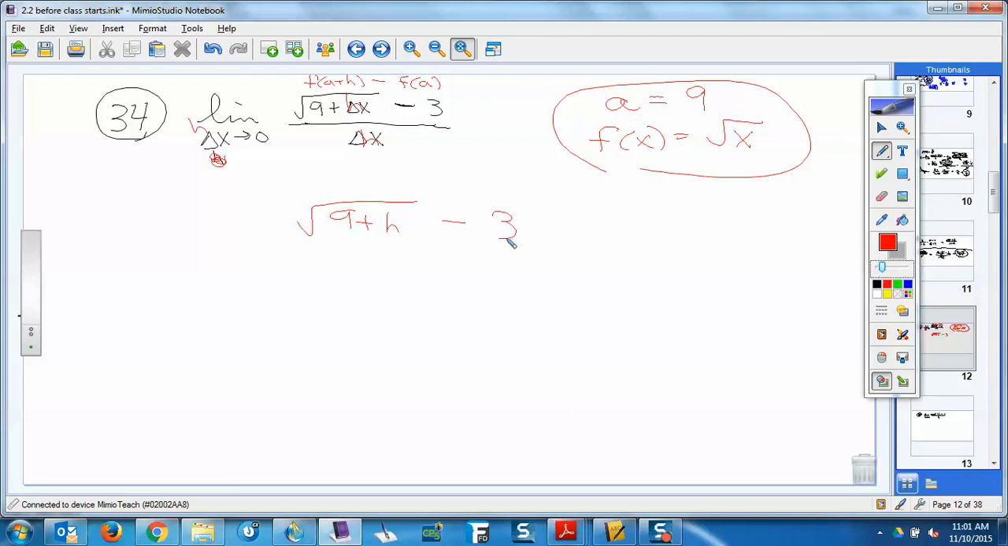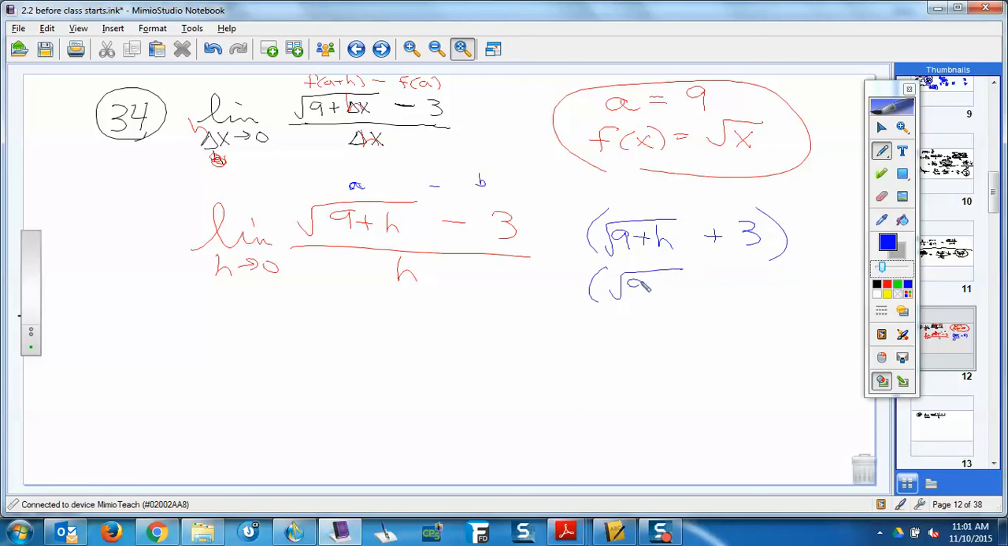So if you had this over h, and we were trying to do this limit as h approaches 0, here's where we would multiply by the conjugate. What would be the conjugate of the top here? Careful. Think of this as your a minus b. So we do square root of 9 plus h, plus 3. We would take the top and bottom times that. There's our conjugate right there.